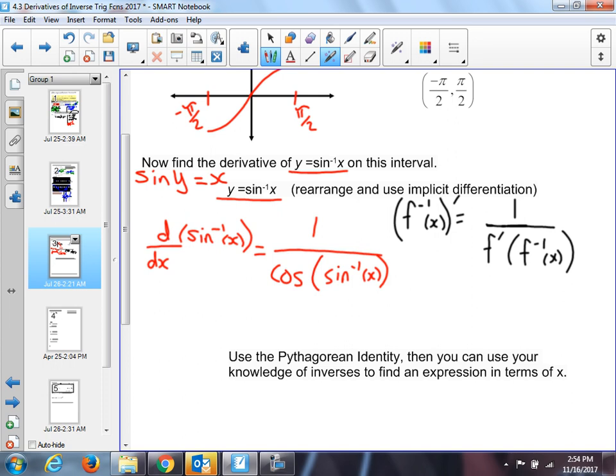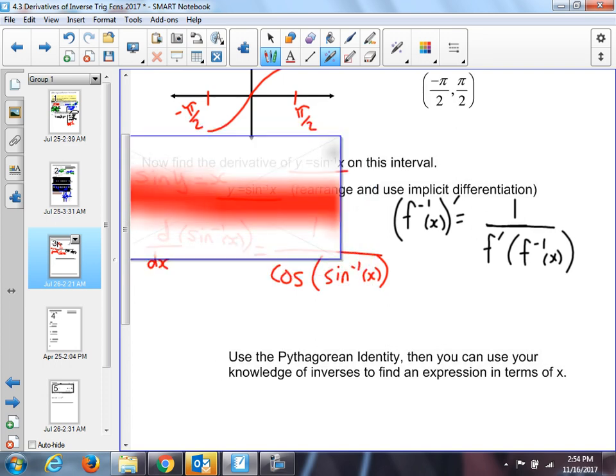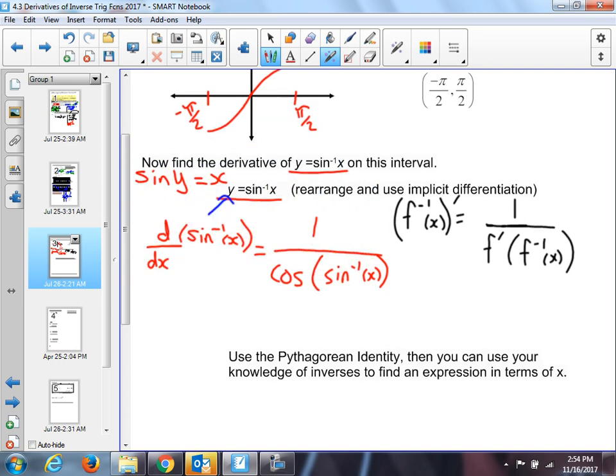Now, we can make this a little easier. You said right off the bat that this is the y. Let's just call this y for a minute. Bear with me. Okay, this is equal to 1 over the cosine of y. That's what this derivative of the inverse is.